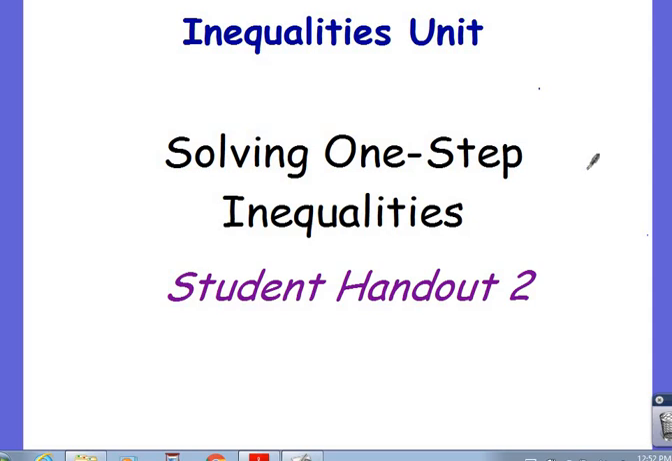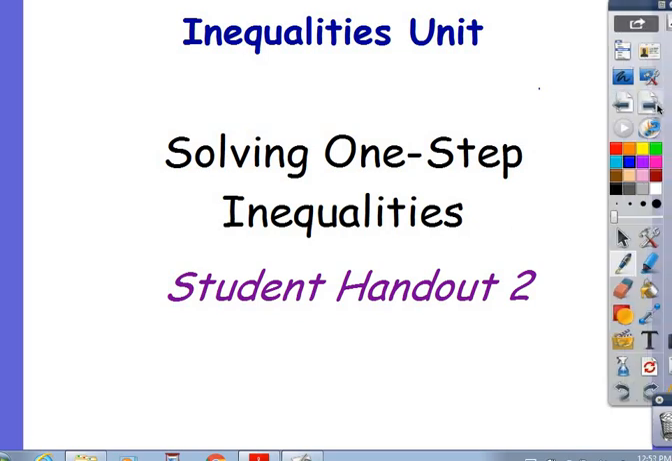Ms. Adams. Okay, this is the inequalities unit, solving one-step inequalities. We have already solved one-step equations, so we basically are not even learning anything new this unit. Basically reviewing. There is one minor detail that's going to be new, but that minor detail is going to get a lot of you. It got me when I was in 8th grade when I learned this.